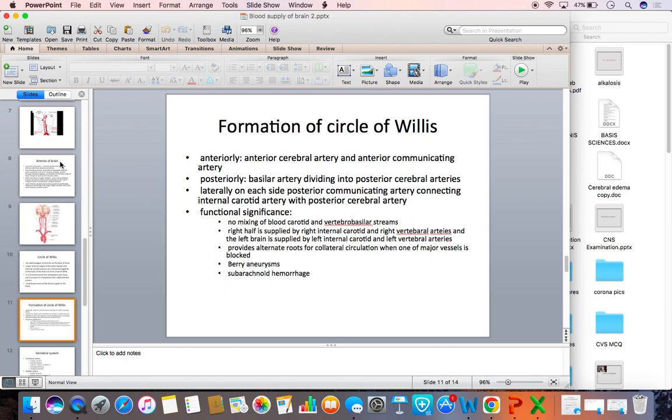Right? So what are the functions of this particular circle of Willis? As you see, the great vessels, that is the vessels of the internal carotid stream and the vessels of the vertebral stream, in the brain are connected together by the blood vessels, that is the anterior and posterior communicating arteries. But as such, there is no mixing of the blood in these two streams.